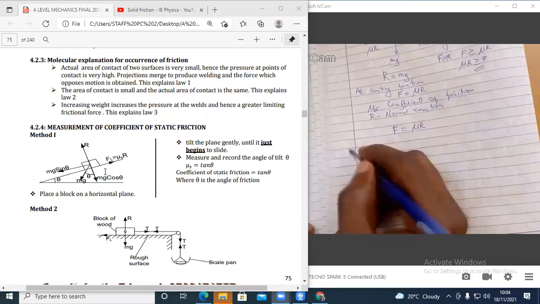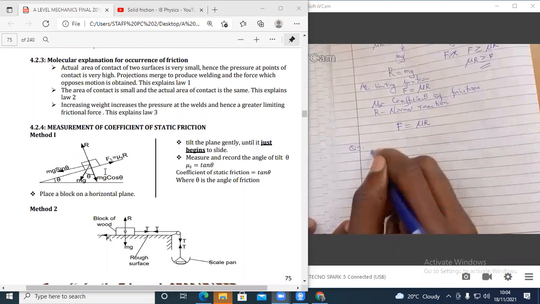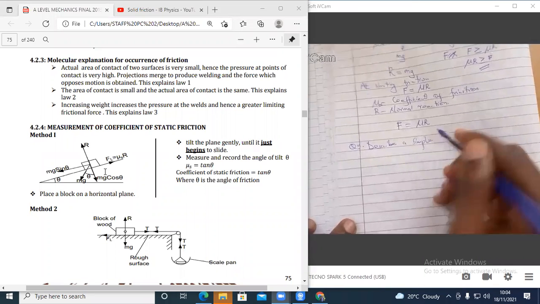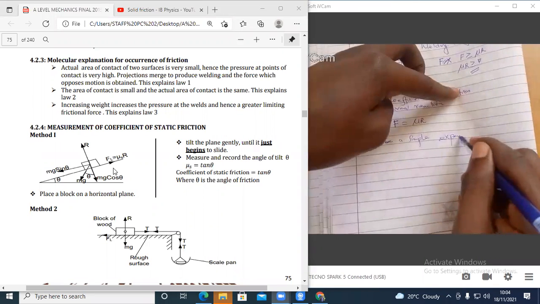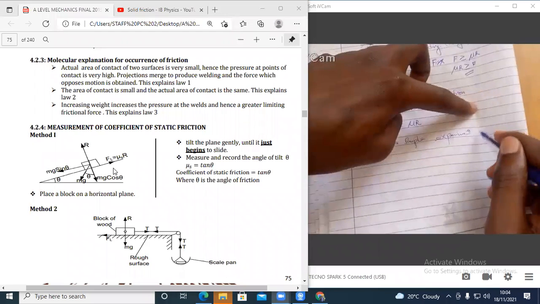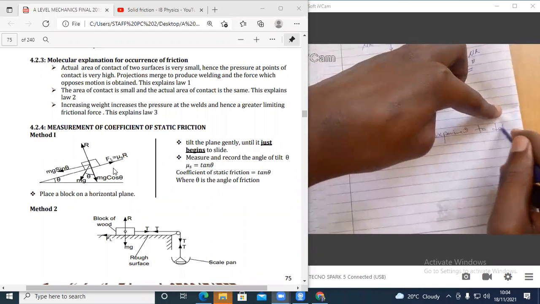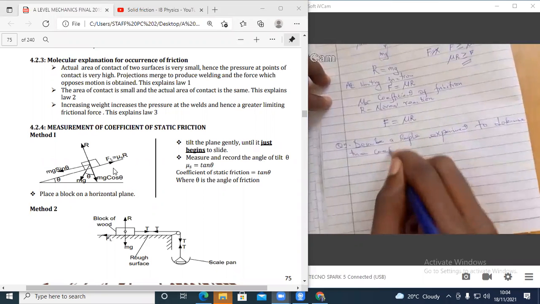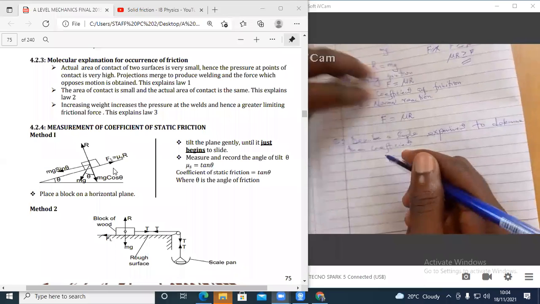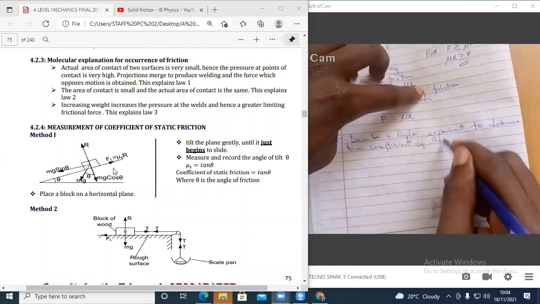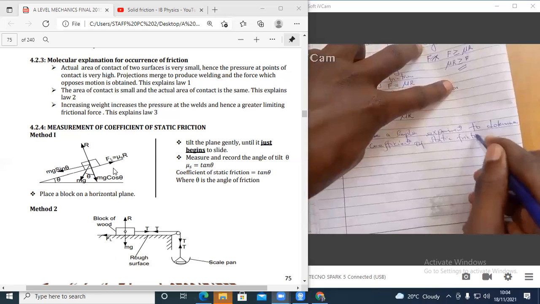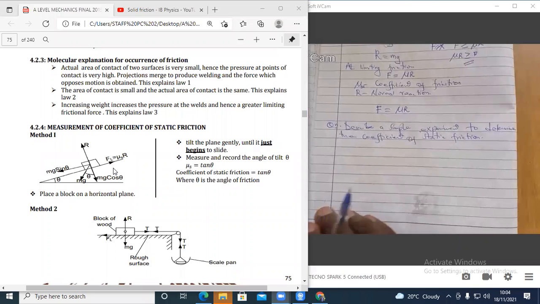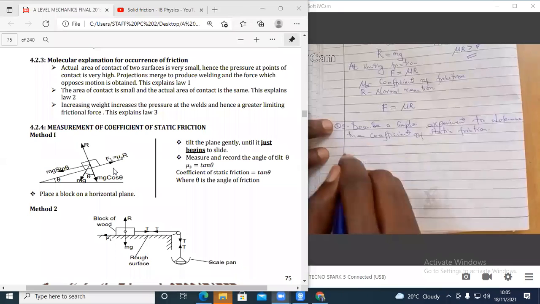Let's put it in form of a question. Describe a simple experiment to determine the coefficient of static friction. There are two methods here. Method one.